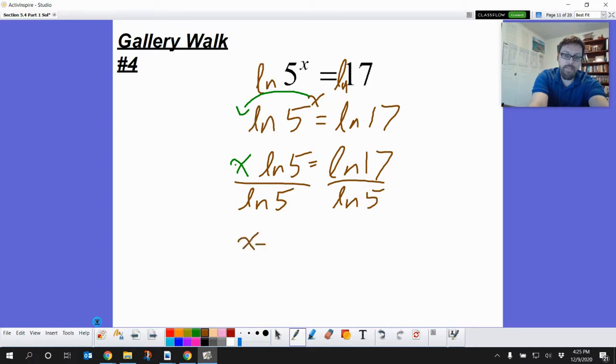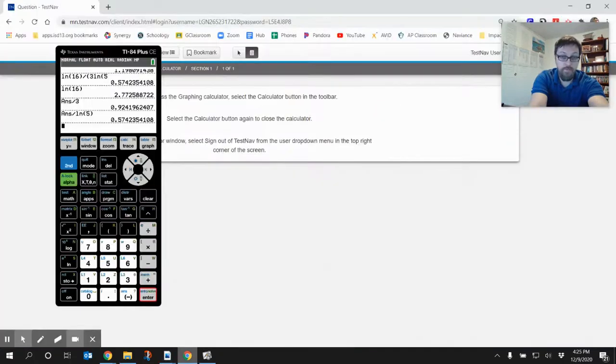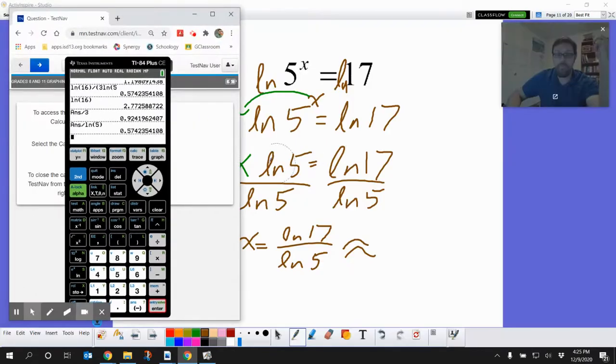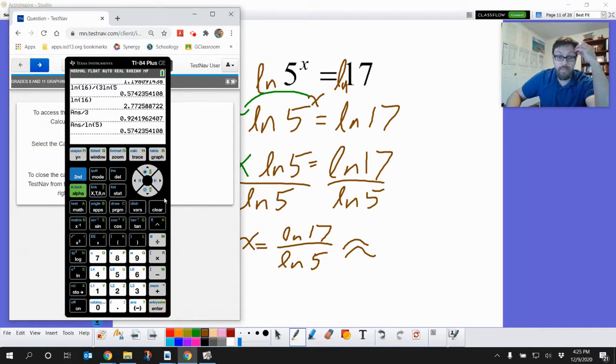So x equals the ln of 17 divided by the ln of 5. And I could leave it like that, but oftentimes I will ask for approximate answers. So I do want to figure that out. Now, once again, be careful with these. I warned about being careful when you're typing them in.